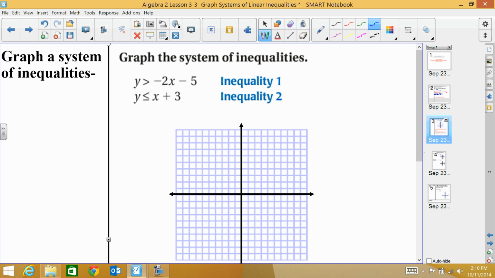Let's say I have this system right here. I'm going to graph each inequality separately, but I'm going to put them on the same graph. First, I have the inequality y is greater than negative 2x plus 5. My y-intercept would be 5, so I would go to here. My slope is negative 2, so I go down 2, right 1, down 2, right 1, and I can continue my pattern this way.